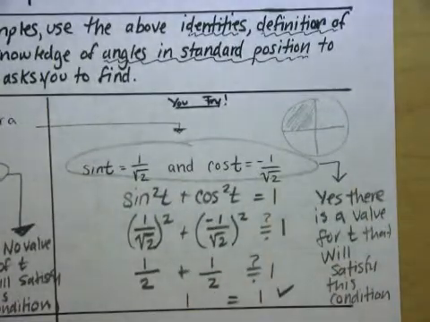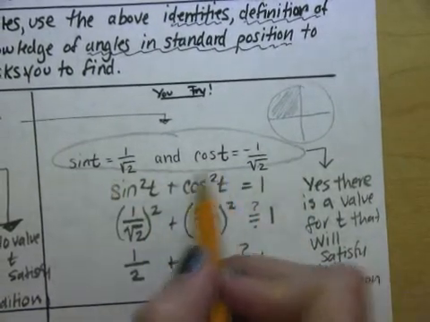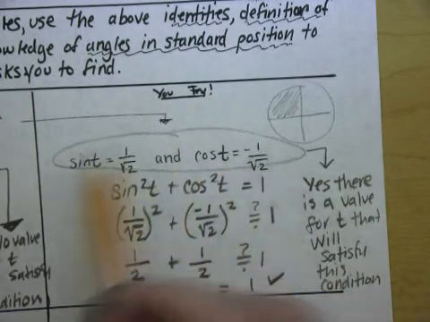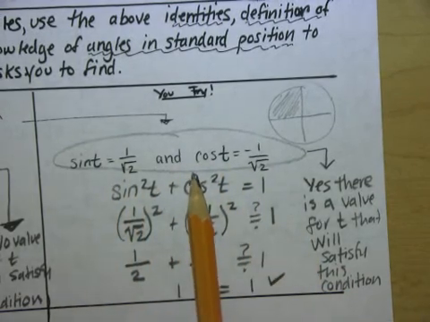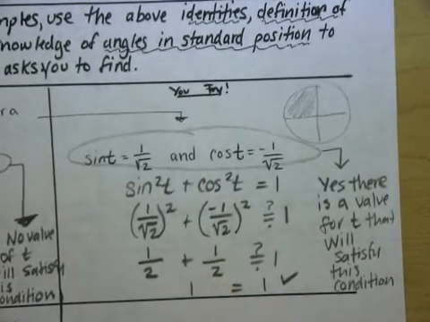So if that was way over your head, if that was kind of weird, hang with me. But basically, by plugging into the Pythagorean identity, we know that this condition is true because it made a Pythagorean identity true.